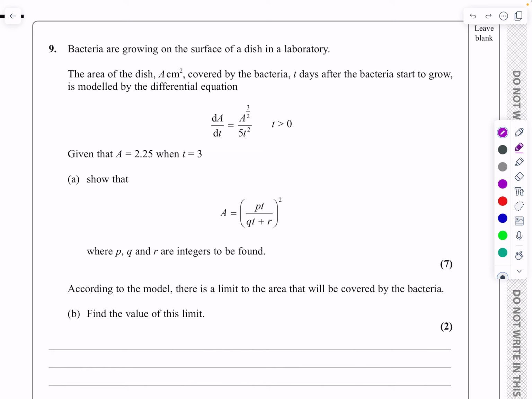They're saying in this case, A is the area of a dish covered by bacteria. It's given by this differential equation. We're going to try and solve it given the fact that A is equal to 2.25 when t is equal to 3. So solving it, we need to get it into this format. The only thing I would be aware of just before I get started is that I'm going to try and get A equals when I'm going through to the point of solving the actual equation. But let's make a start on it.